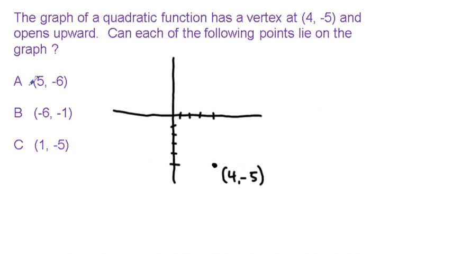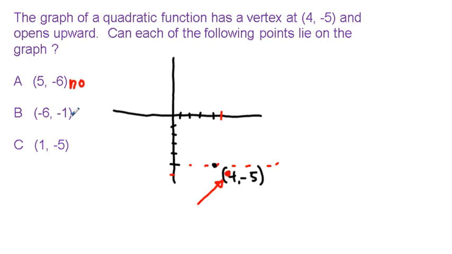Now the first one, A, is going to be 5, negative 6. So I'm going to do that in red. So that'll be 5 and negative 6. So it's going to be right here. Is that going to be possible? No, that's not possible. So this will be no, because that's below. We have to be above this dashed line.